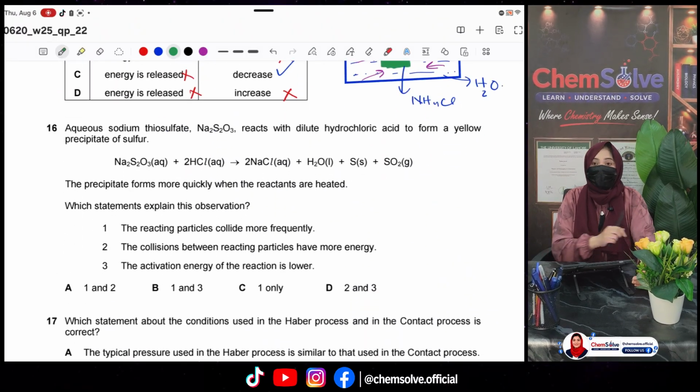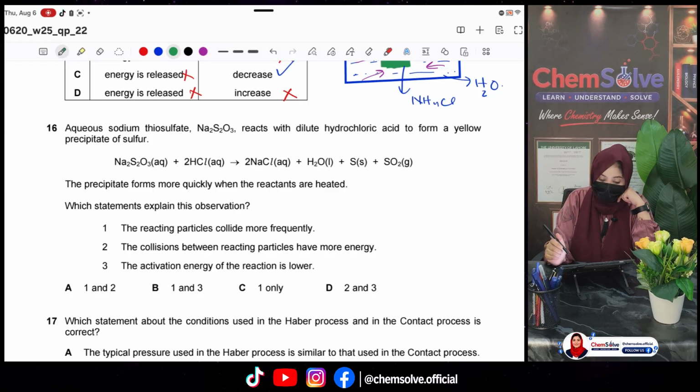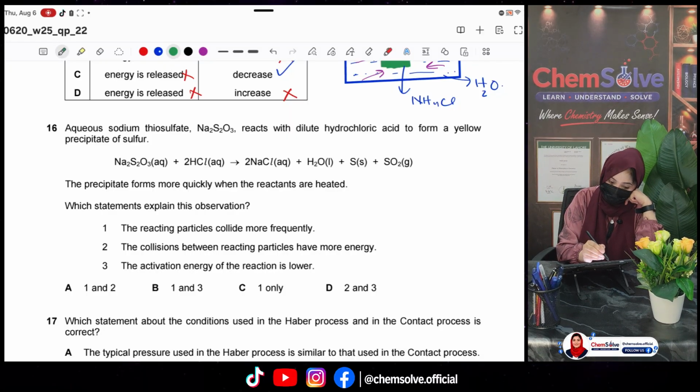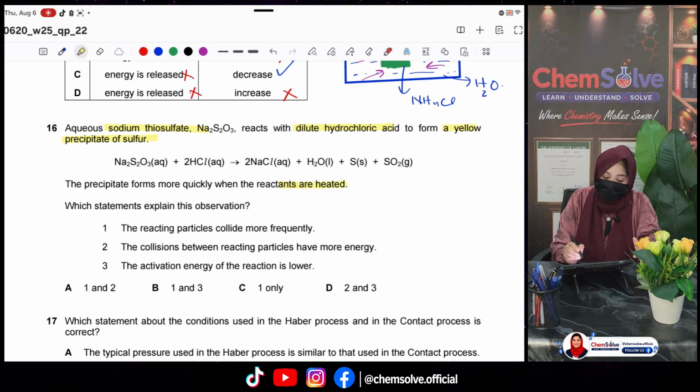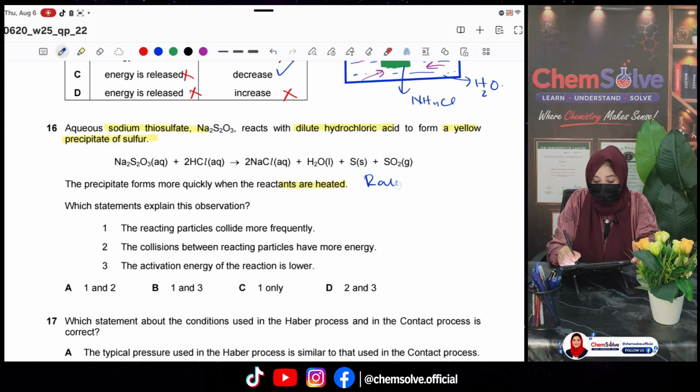Now move towards question number 16. The aqueous sodium thiosulfate reacted with dilute hydrochloric acid to form a yellow precipitate of sulfur. The precipitate forms more quickly when the reactants are heated. Which statement explains this observation? Obviously, this question is about the rate of reaction. And the rate of reaction is directly proportional to the temperature.